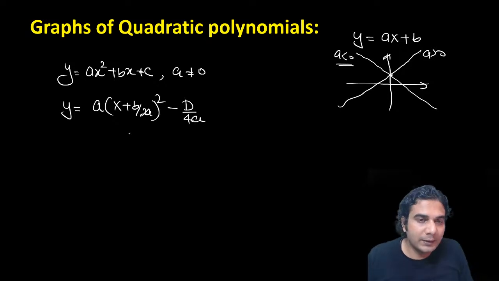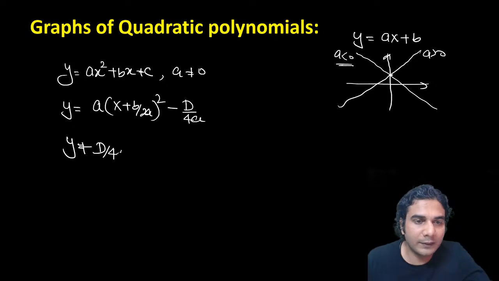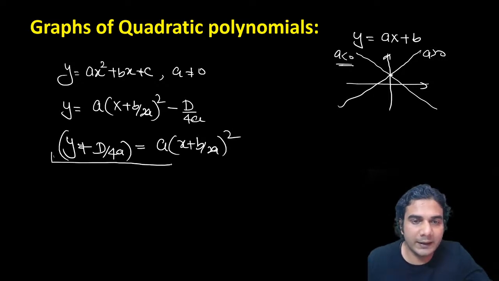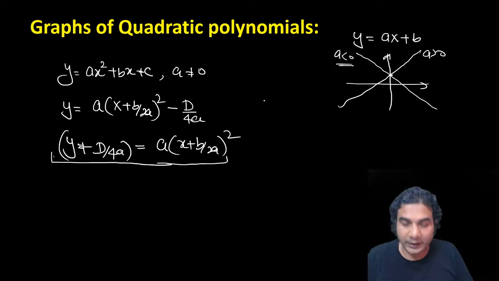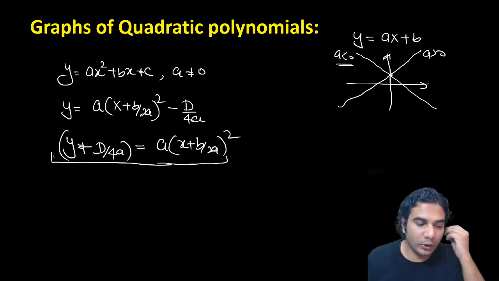You can plot the graph of y minus d by 4a is equal to a times x plus b by 2a the whole square. So we need to plot the graph of this. We'll reach this point, but let's start with a very basic graph of a quadratic. That means the graph of a monomial only, all right?